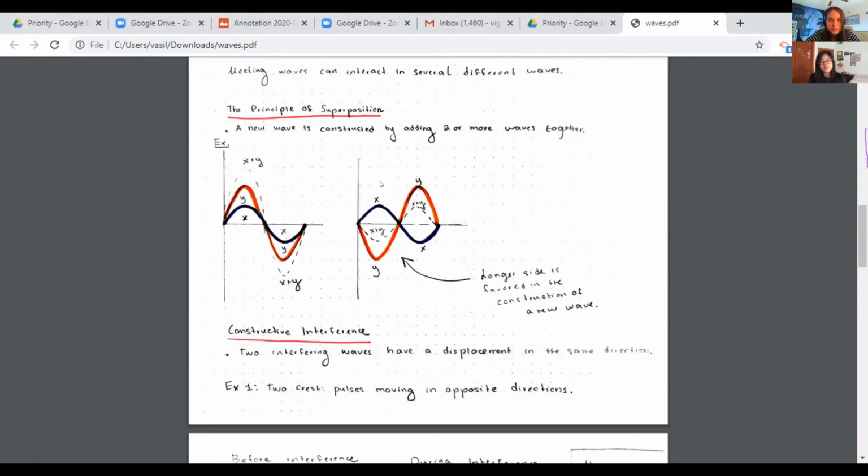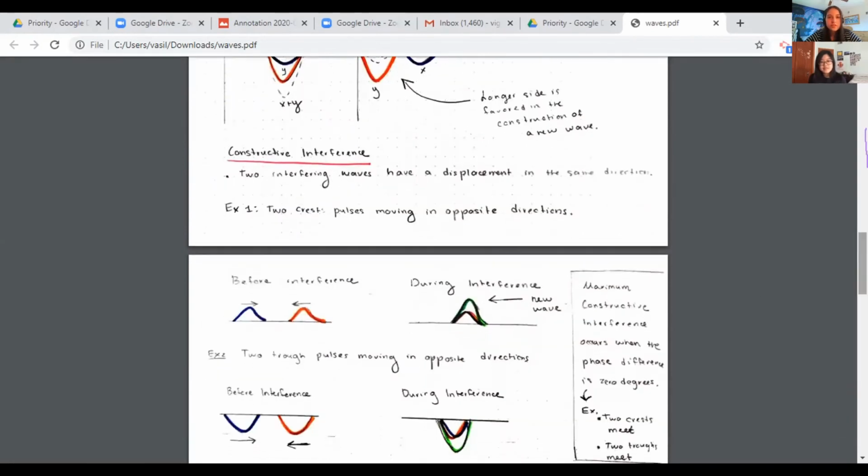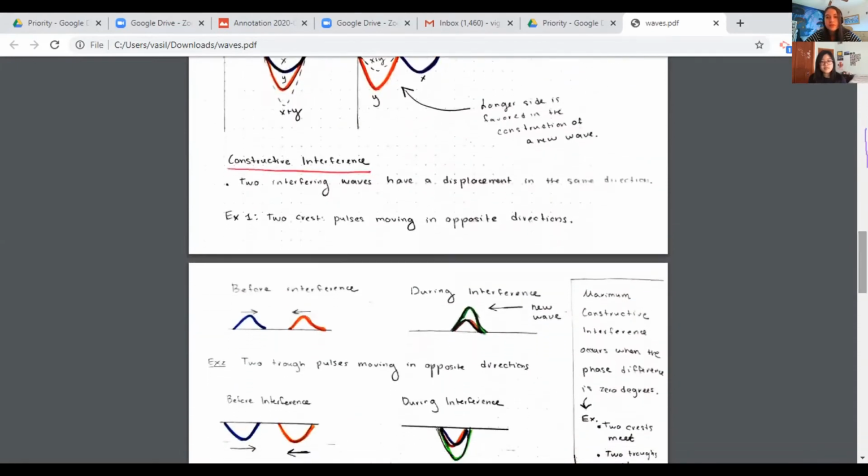In the second example, the two waves have displacement in opposite directions. So the new constructed wave would favor the side with a larger amplitude. You can see the new wave would be a combination of both of them. Constructive interference is what can be seen in example number 1, and it is when interfering waves have displacement in the same direction.